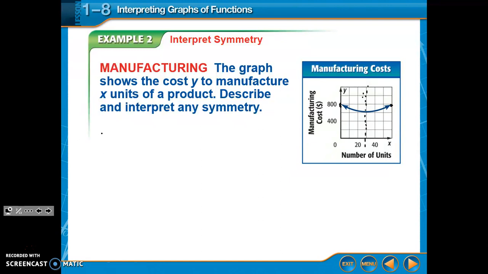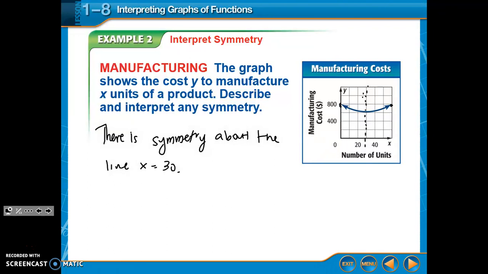So we can say there's symmetry about the line. In this case, it's 30. So we're going to say about the line x equals 30. Then we want to interpret it. So we can say at 30, the price is at the lowest cost. It costs least when you have 30 units. So when you're making 30, it costs the least.